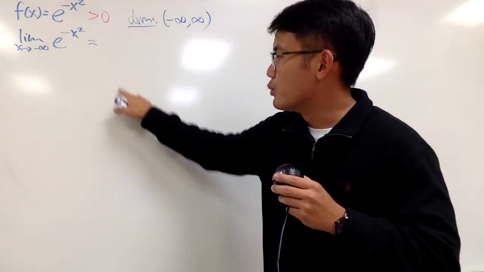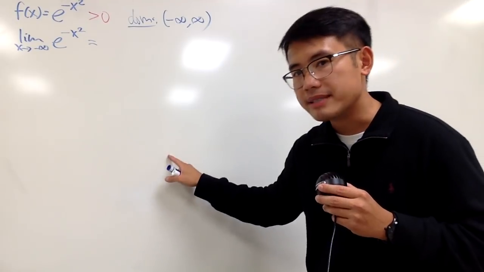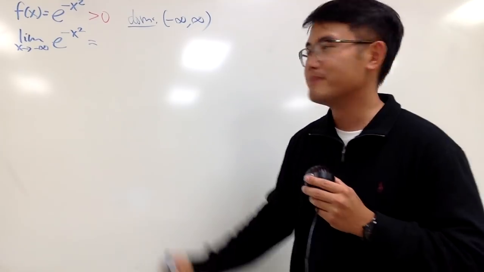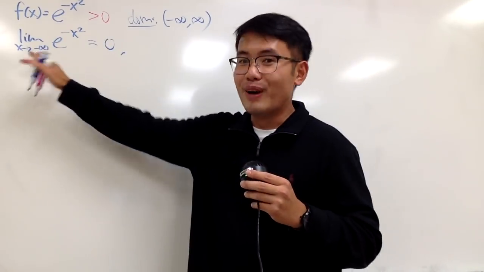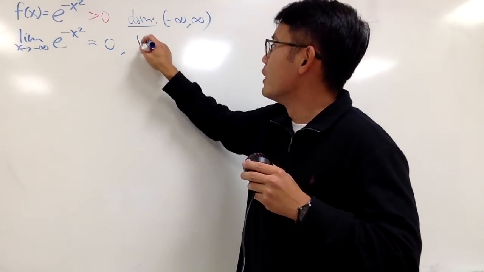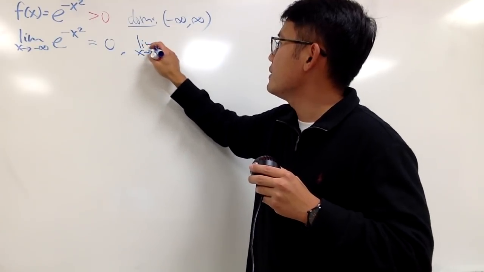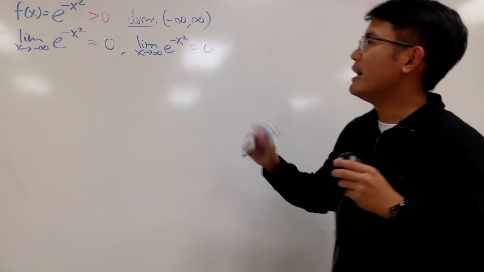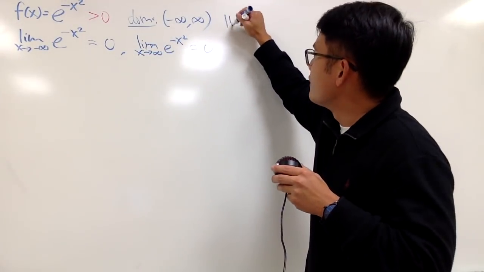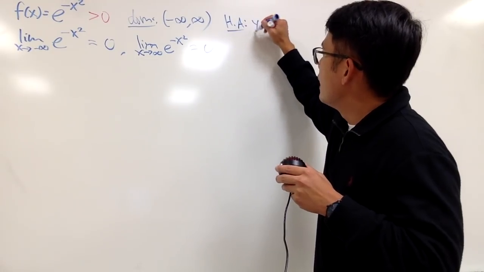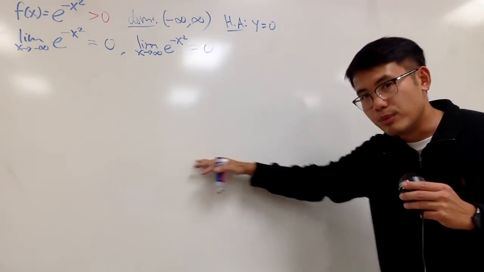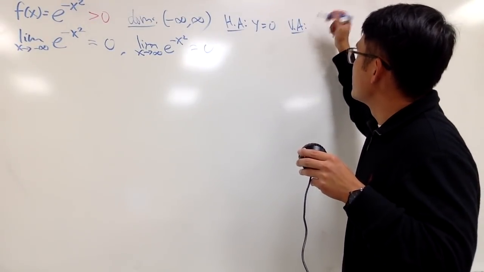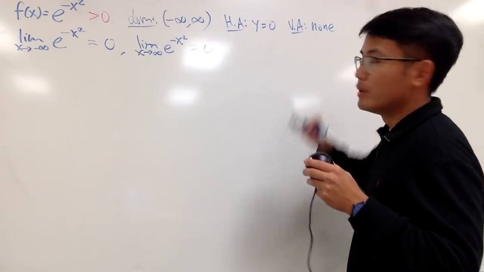e to the negative infinity is 1 over e to the positive infinity. e to the positive infinity in the denominator is infinity in the denominator. 1 over infinity is 0. And because this function is even, when you take the limit as x approaches positive infinity of e to the negative x squared, you also get 0. And with that being done, you know you have a horizontal asymptote, y is equal to 0. It's pretty much the x-axis. And there is no vertical asymptote because the denominator is never 0 whatsoever, so it's none.